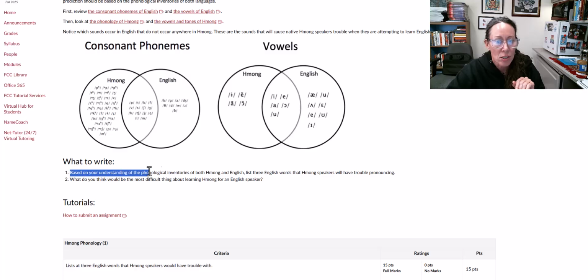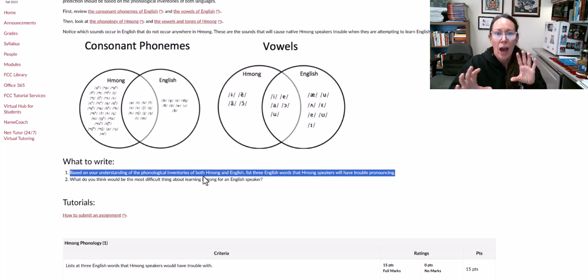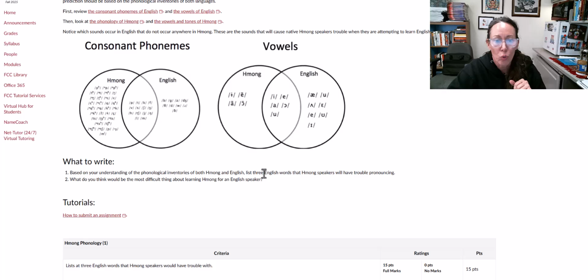And then what I'm asking you to do, most of the points are about understanding how the 2 phonological inventories overlap or don't overlap. So just give me 3 words, okay? Any 3 words that you can think of that Hmong speakers would have trouble pronouncing. So, think about any words that have only these consonants, all right, that would be particularly difficult for Hmong speakers.